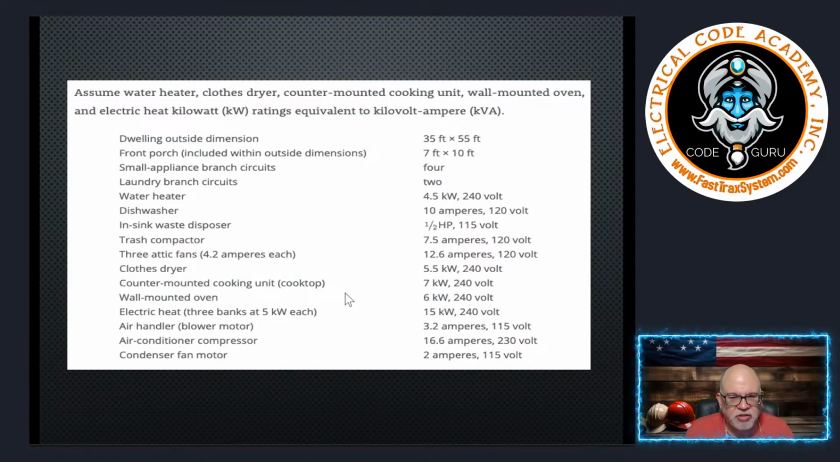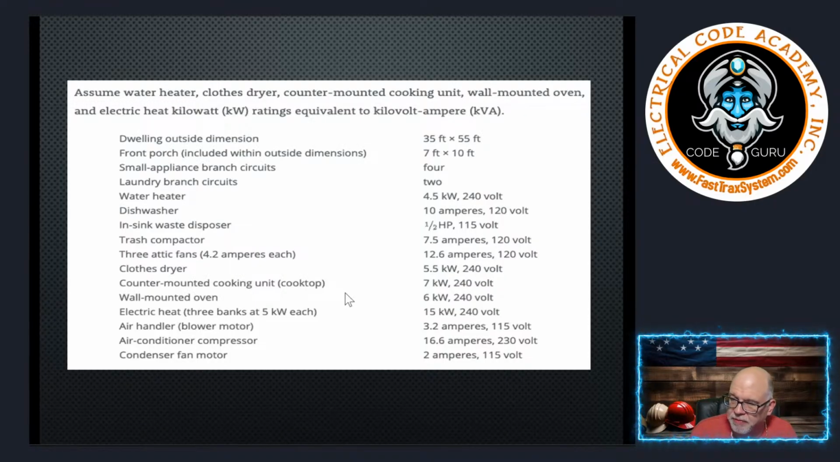Okay. So we got a trash compactor. That is an appliance, not categorized as a motor, even though it may have a motorized component in it. So it's just an appliance, standardized unit utilization equipment. And that is 7.5 amperes at 120. And of course, again, y'all know how to convert that, and we will later convert that to VA, amps times the volts. We have 3 attic fans, and those are 4.2 amperes each.